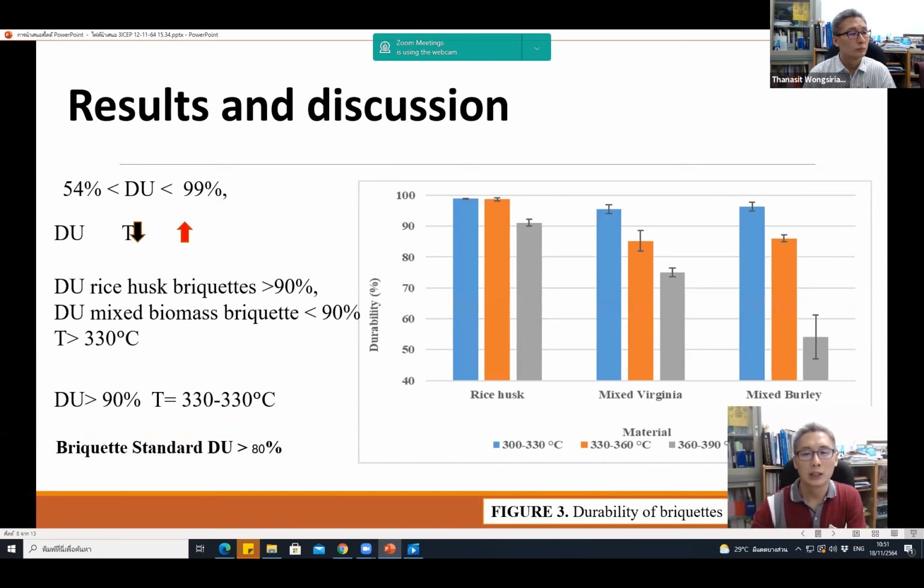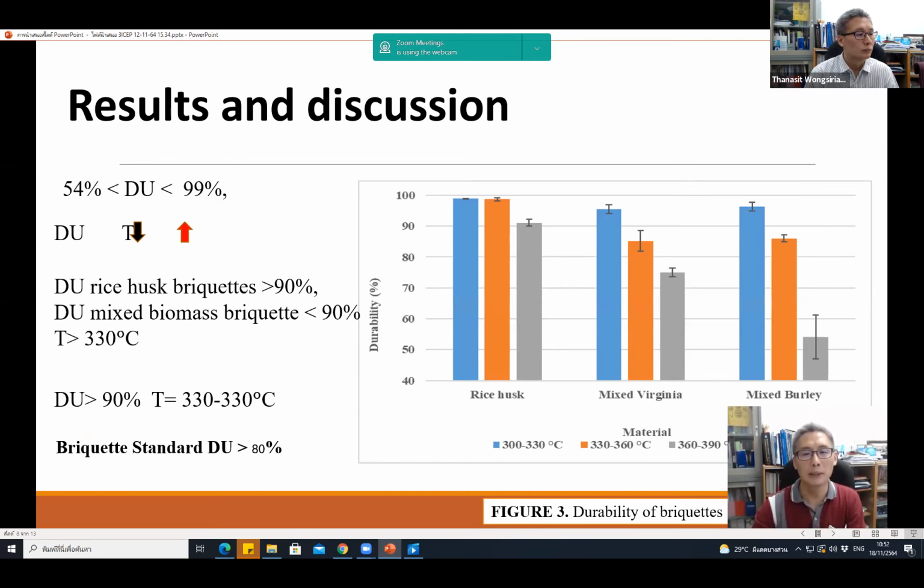Next is the durability. As shown in figure 3, the durability also increases, similar to the density, when we increase the temperature, and the durability of briquettes was between 50 to 99%. The durability of the rice husk briquette was higher than 90%, but when it's mixed with the tobacco stock, it was lower than 90%.